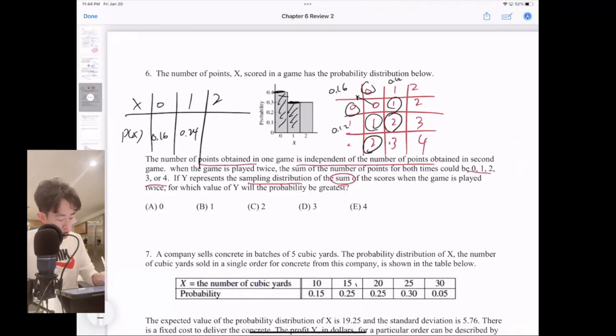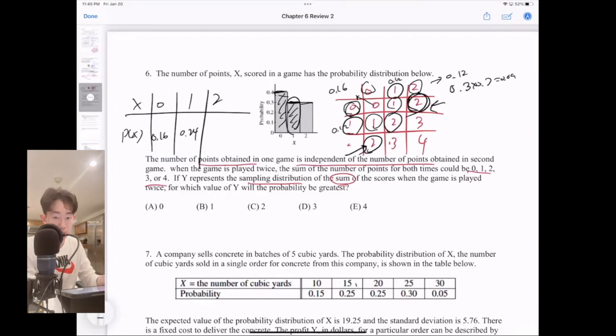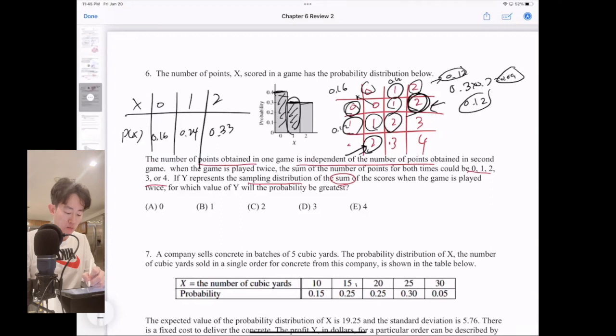For 2, I can have it three different ways. I can either have 2 first, then 0, which is 0.3 times 0.4 again, which is 0.12. Then you can have 1 and then another 1, so the second one also being 1. That's 0.3 times 0.3, which is 0.09. Then you have the third one here, which gives you the same probability as the one found up here, 0.12. So when you add these three numbers up, it should give you 0.33.